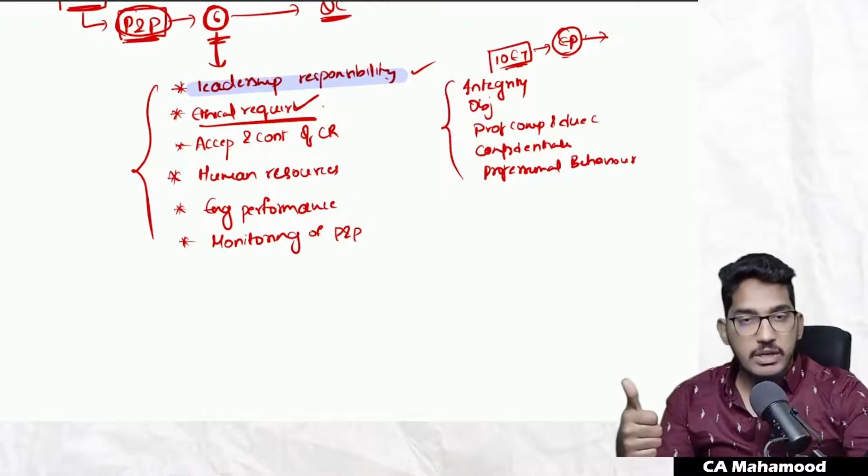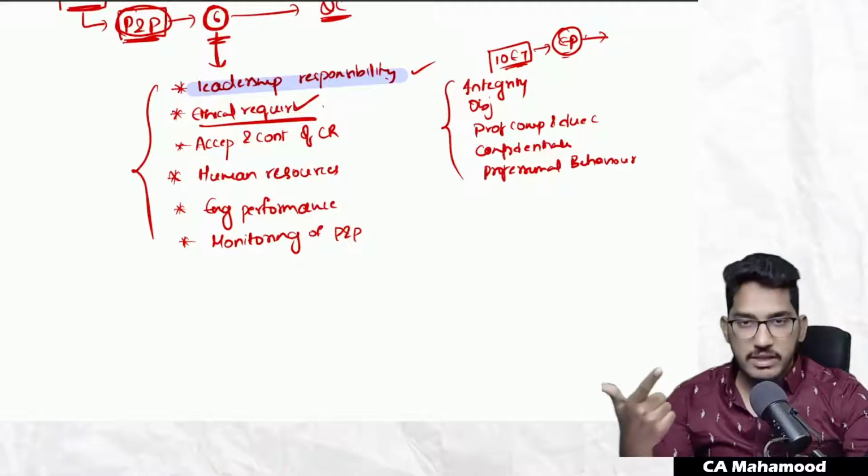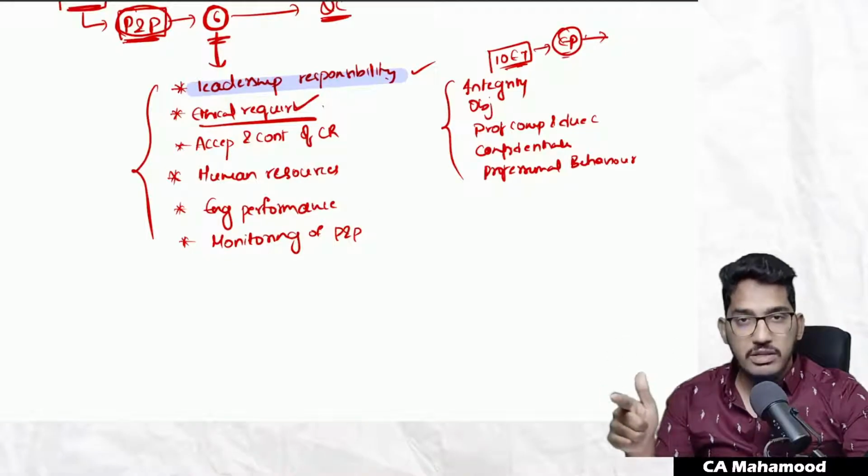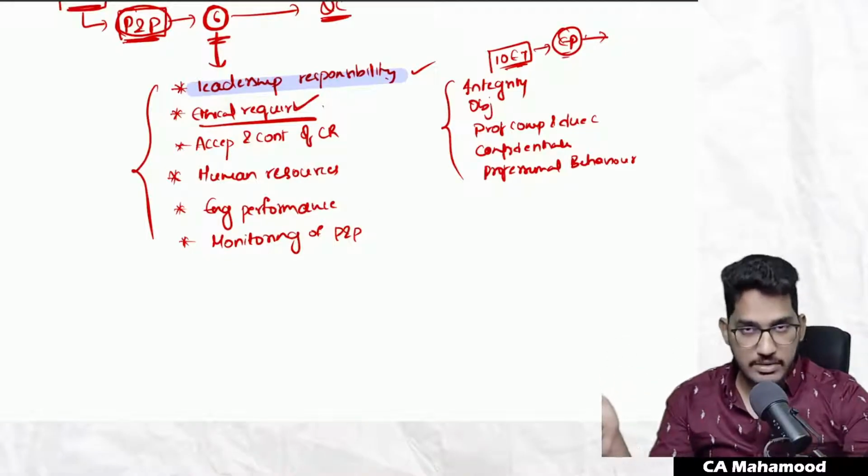Integrity. Sir, what is the meaning of integrity? Each and every engagement team member must be an honest person, sincere person, straightforward person. Objectivity. Each and every person should be objective. That means they should not show any kind of bias.